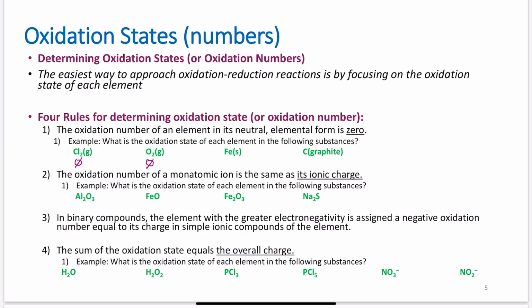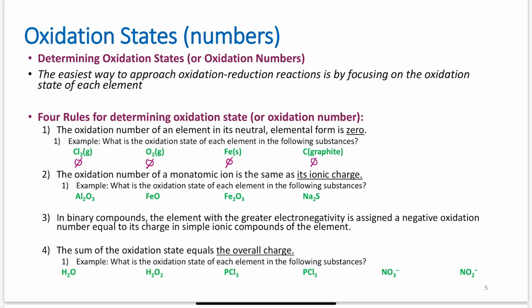Fe solid, that's just iron metal. Iron metal, in its most stable state, will have an oxidation state of 0. Carbon graphite. Graphite is actually the most common form, or the most stable form of carbon, and so now that it's in its most neutral stable form, it's going to have an oxidation state of 0.